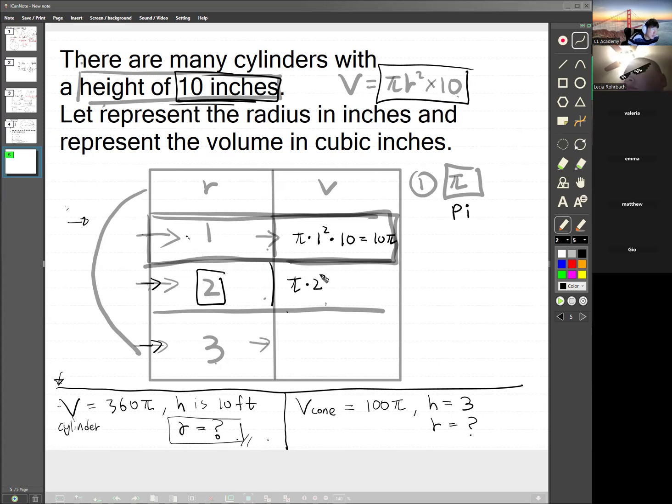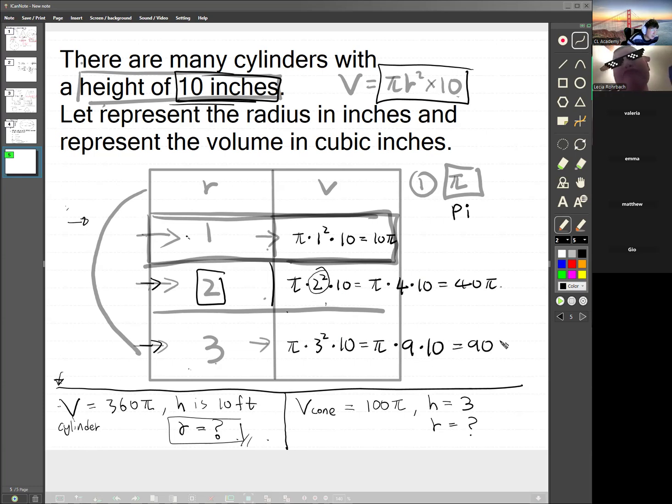Then how do we find the volume? Pi times 2 squared times 10. Remember PEMDAS, we need to do the exponent first. 2 squared, meaning 2 times 2, 4. So pi times 4 times 10, which is 40 pi. Now third one, pi times 3 squared times 10, which is pi times 9 times 10, which is 90 pi.